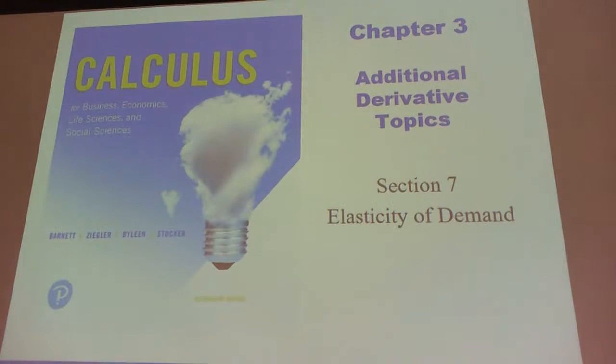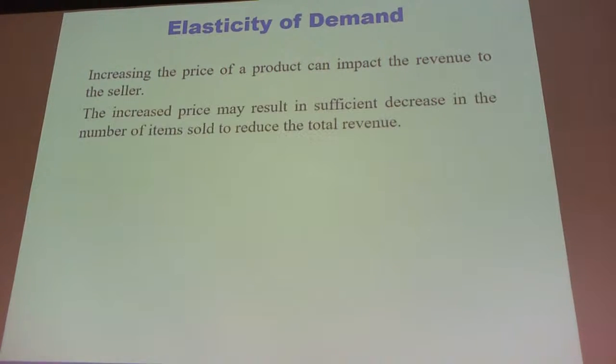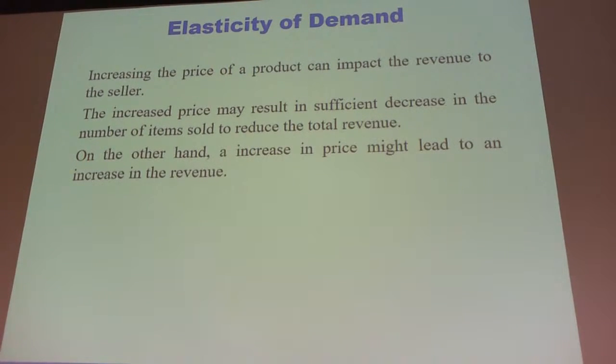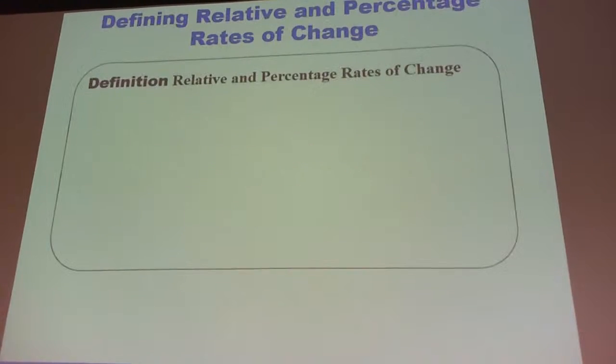So our last section in chapter 7 is elasticity of demand. So chapter 3, section 7. Elasticity of demand: increasing the price of a product can impact the revenue to the seller. The increased price may result in a sufficient decrease in the number of items sold to reduce the total revenue. On the other hand, an increase in price might lead to an increase in the revenue. Economists use the notion of elasticity of demand to study the relationship among price, demand, and revenue.